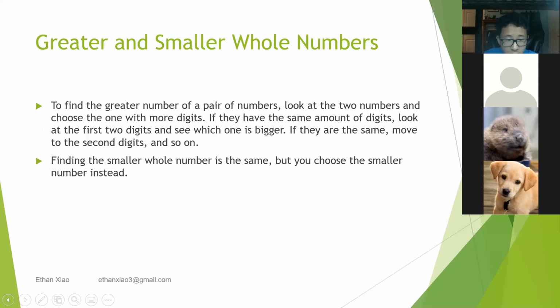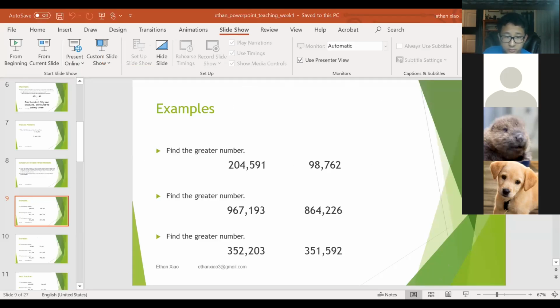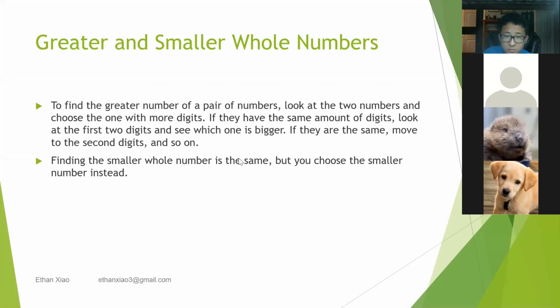All right, so I'm just going to move to the previous slide. Greater and smaller whole numbers. To find the greater number of a pair of numbers, you should look at the two numbers and choose the one with more digits. If they have the same amount of digits, look at the first digits and see which one is bigger. If they are the same, move to the second digits and so on and so forth. All right, finding a smaller number is the same, but you choose the smaller number instead of the greater number.